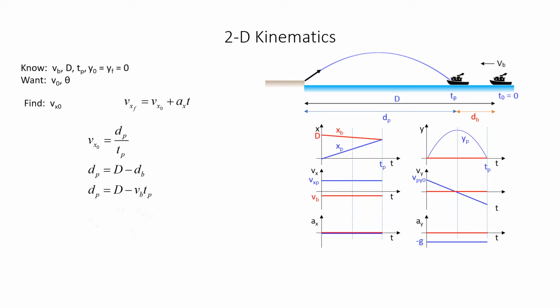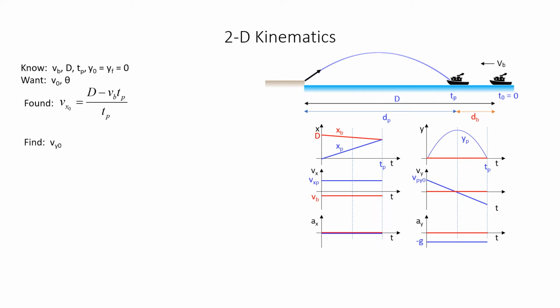And we can also find the distance that the boat traveled because we know its velocity is VB, that's constant, and also it's traveling at the same time that the package was in the air. So the distance the package traveled is the total distance d minus the velocity of the boat times the time of the package. So what I can do is take and divide that distance by the time that the package was in the air to find the initial velocity and the total velocity of the package.